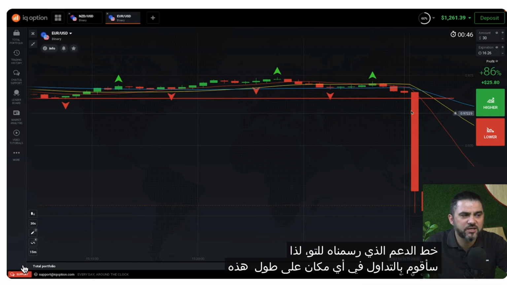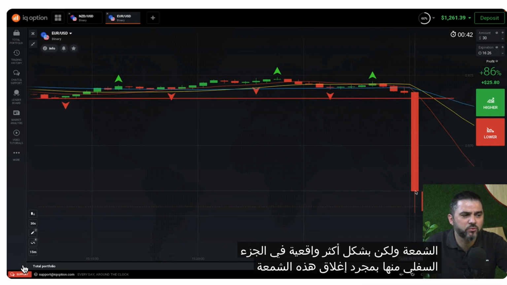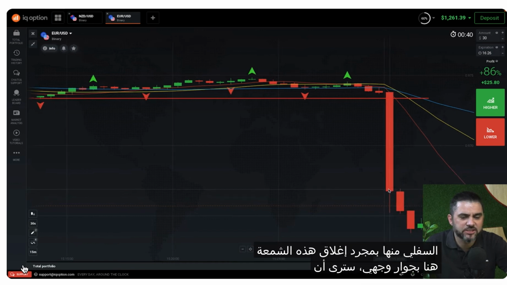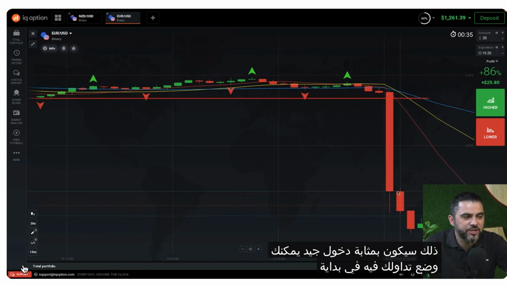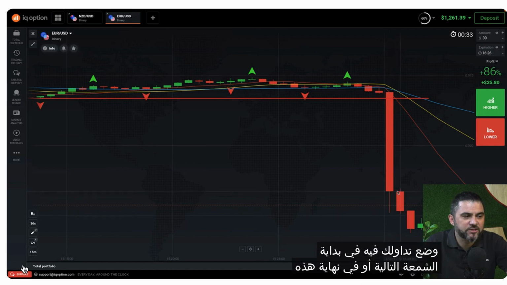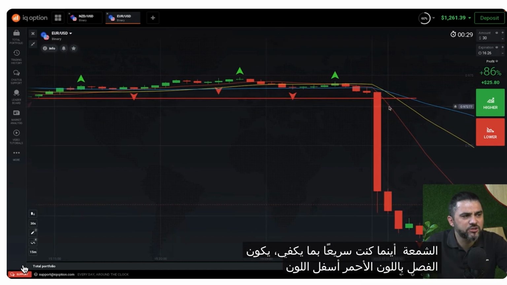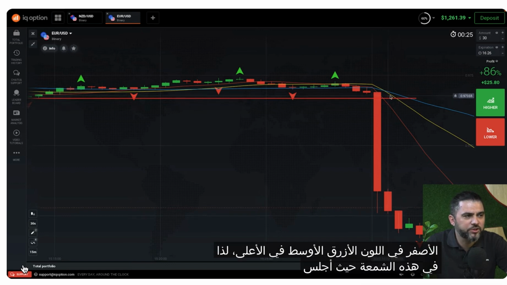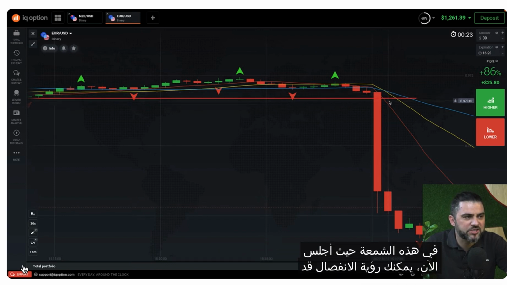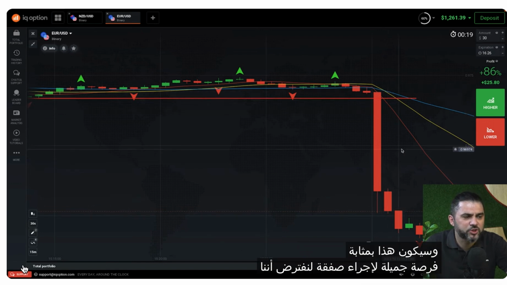I'll be taking a trade anywhere along this candle, but more realistically at the bottom of it. Once this candle closes way down here next to my face, that will be a good entry. You could place your trade at the beginning of the next candle or at the end of this candle, wherever you are fast enough. We do have the separation. Red is below, yellow in the middle, blue on the top. So on this candle, where I'm sitting right now, you can see the separation happened already with the neutral line, and this would be a beautiful opportunity to take a trade.